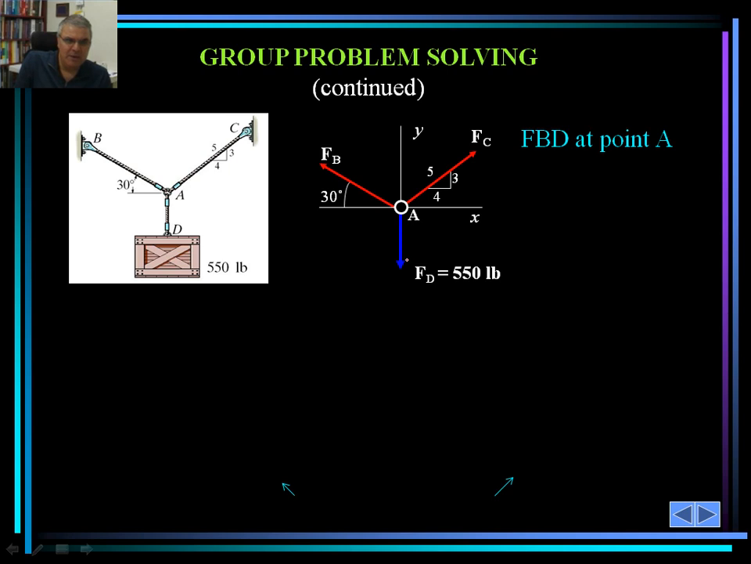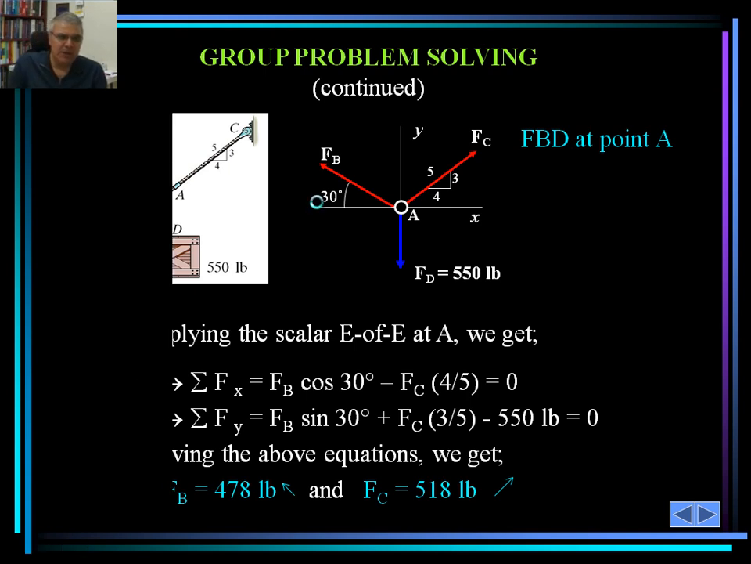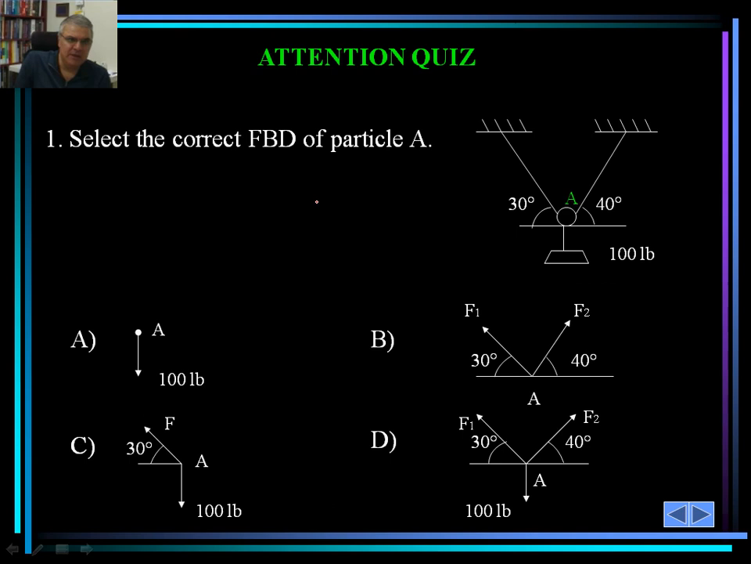First, we draw the free body diagram at point A. All the forces, including the weight of 550 pounds, are shown here. As you can see, the ratio of the triangle is given. It's a 3, 4, 5 triangle, and the angle of F sub B with the x direction, although acting in the negative x direction, is also 30 degrees. So applying equilibrium at A, we set summation of forces in the x to 0, and summation of forces in the y to 0. As such, we have 2 equations, 2 unknowns. We can easily solve for the unknowns.